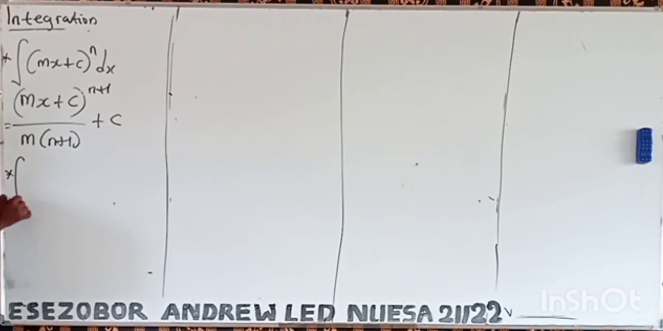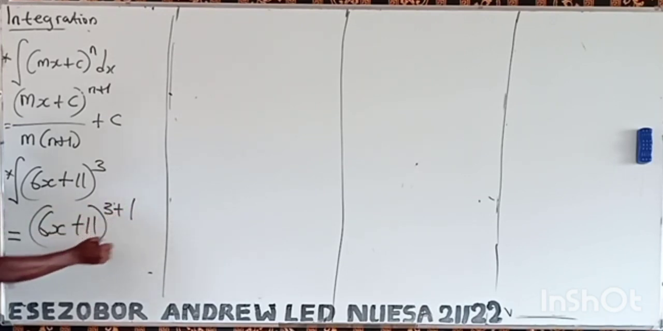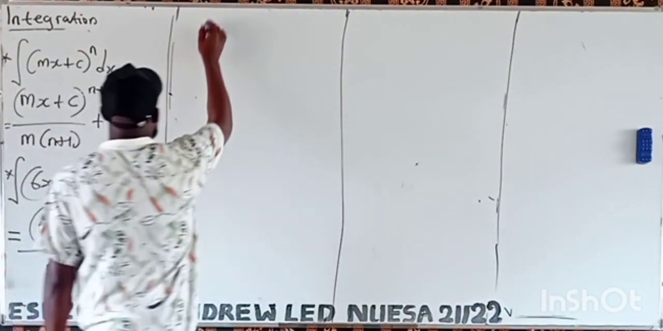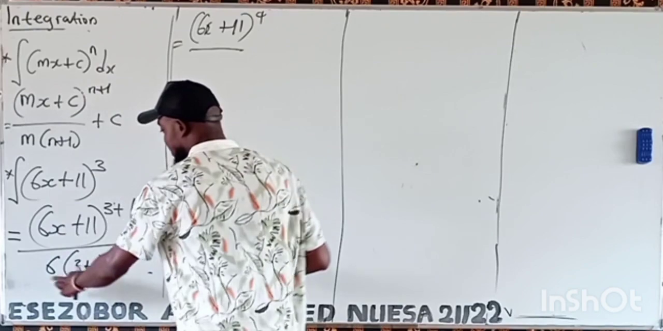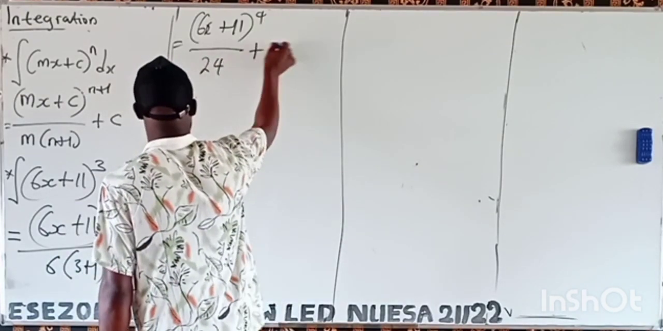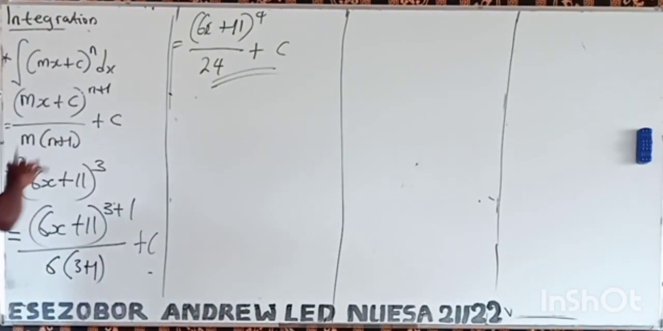So let's say we have to integrate the integral of (6x plus 11) raised to power 3. What will be the answer? It's (6x plus 11) raised to power 3 plus 1, over what is the coefficient of x here? We differentiate inside: differentiate 6x plus 11 and you have 6, times this new power, which is 3 plus 1. So that will give us (6x plus 11) raised to power 4, over 4 times 6, which is 24, plus c. That becomes the answer. So that's how you run through integrals of these types.